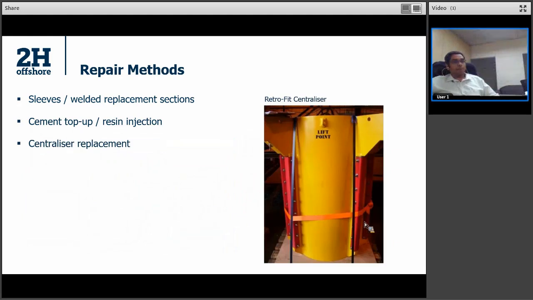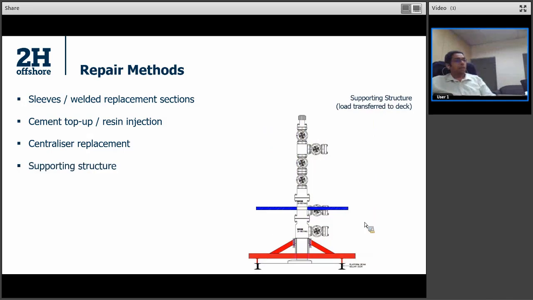So moving on to the next aspect, the centralizers. Centralizers play a very important role. Over time, due to aging conductors, you see some of the centralizers either worn out or broken. So in those cases, centralizers play the essential role of minimizing the free span and at the same time minimizing the conductor motion within the guide system so that the fatigue response can be improved and allows you to extend the lifespan of the conductor system. So that's the third type of repair system.